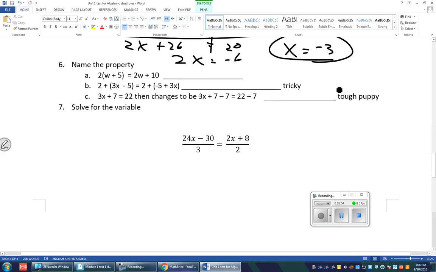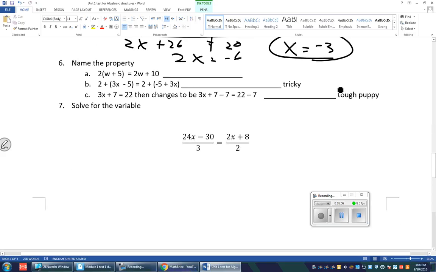And let's go on to number 6. Name the property. Looks like 2 times w and 2 times 5. Yes, 2 times 5 is 10, 2 times w is 2w. It's the distributive property. Now here, the 2's in front and the 2's in front. Okay, so 2, 3x, negative 5. 2, 3x, no, that's not 3x. We changed the order. So change the order: commute, or the commutative property of addition.